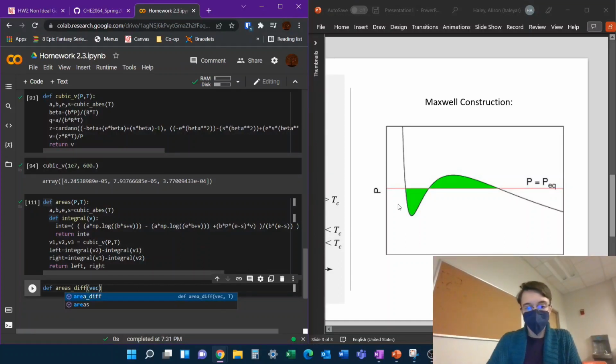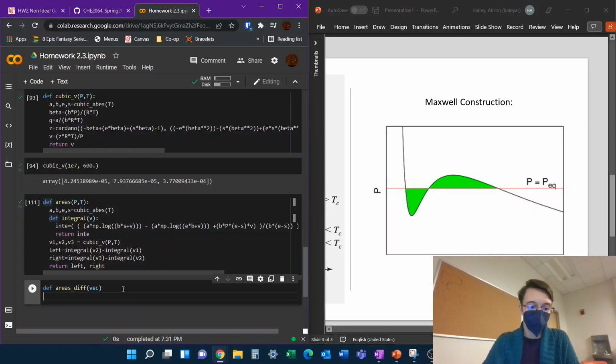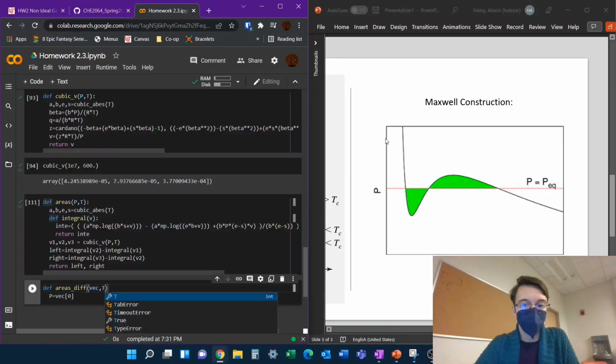So it needs to be a vector because the root function is set up so that it can iterate through multiple different things, so it'll always look for a vector. But that vector is just going to be the pressure in our case. It's going to be a one value thing, so we'll have the pressure is equal to the first value of the vector because there's only one value. And then we'll have the additional argument of temperature, because we're really only finding it for one temperature curve at the moment, not any temperature.